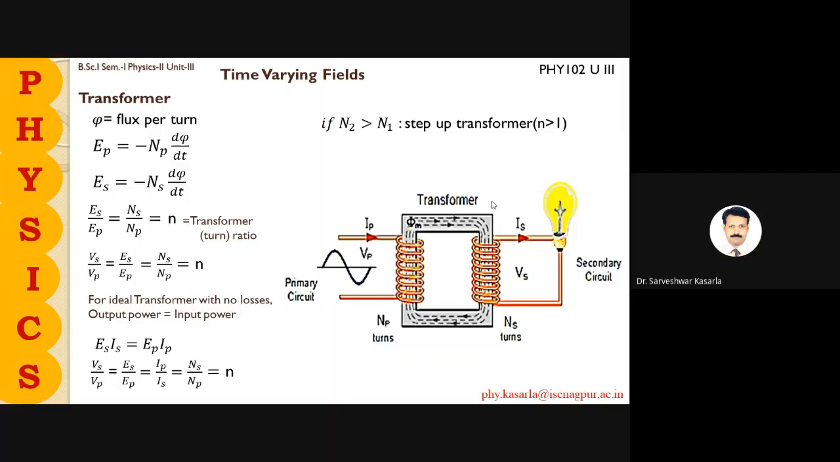So if Ns is greater than Np, then it is called the step up transformer, where the turn ratio is larger than 1. Or if Ns is less than Np, then it is called the step down transformer, where n is less than 1. If the number of turns in secondary is greater than the number of turns in primary, then it is a step up transformer, where the output voltage is greater than the input voltage. And if the number of turns in secondary is less than the number of turns in primary, then it is called the step down transformer.